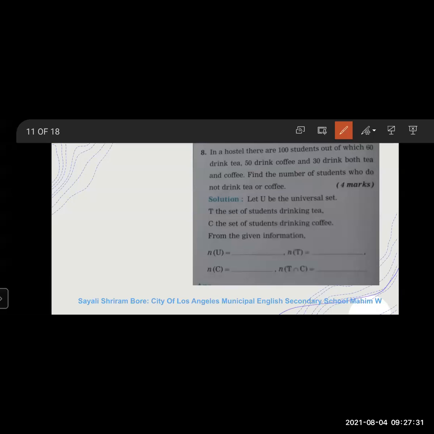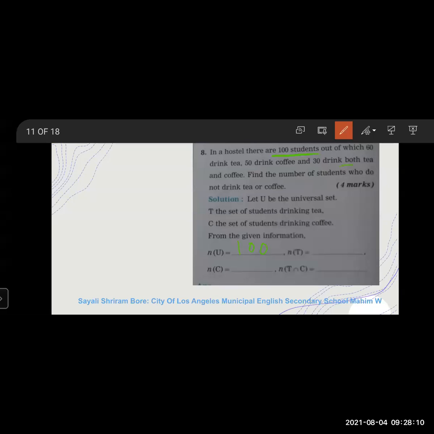In a hostel, there are 100 students. In a hostel, there are 100 students, out of which, so 100 means what? It is the universal set. I will go statement wise. The first statement: total how many students are there? 100. Out of which 60 drink tea. How many students drink tea? 60. 50 drink coffee and 30 drink both tea and coffee.